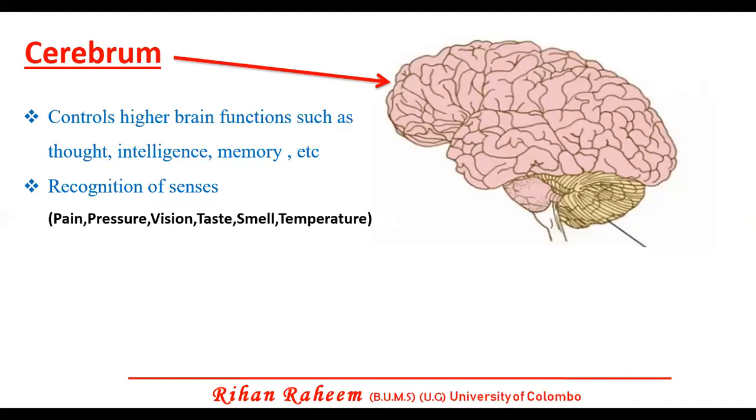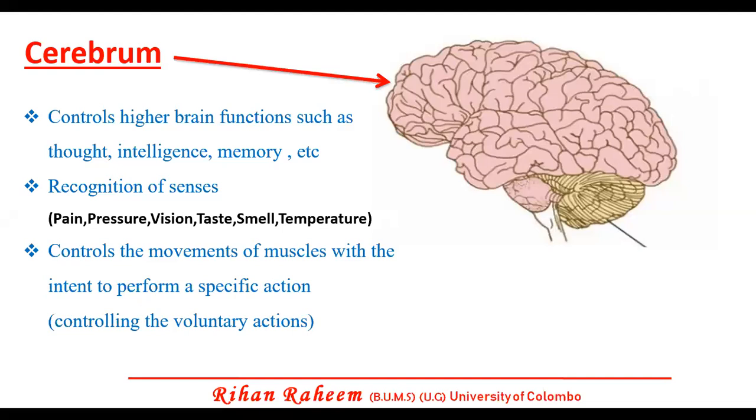And also our cerebrum is the part which is recognizing all the senses. You're seeing. Actually, is your eye seeing or your brain seeing? The real answer is your brain. Your eyes are seeing, but the message goes to the brain, and then only you understand. Your vision, your taste, your smell, everything is detected by the cerebrum. So the cerebrum is very important.